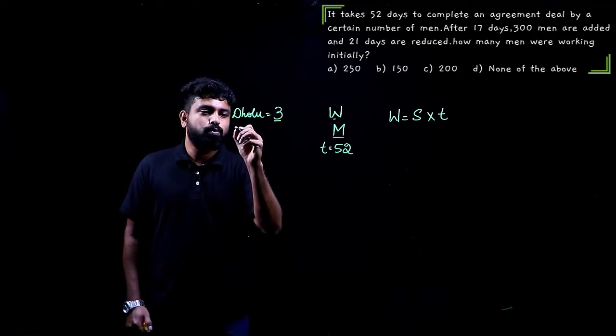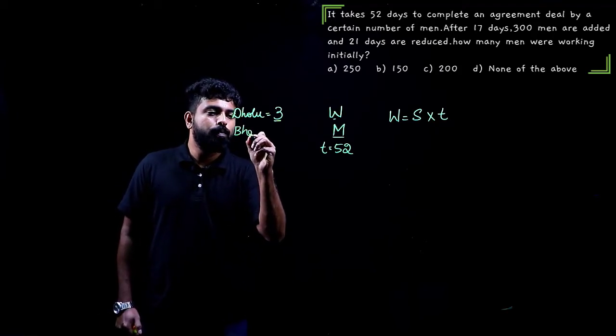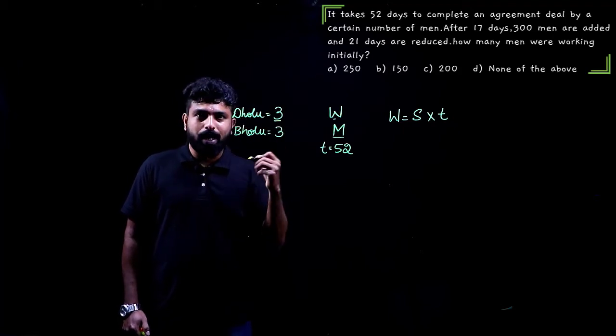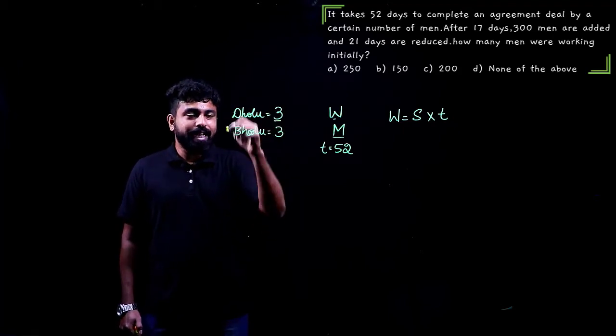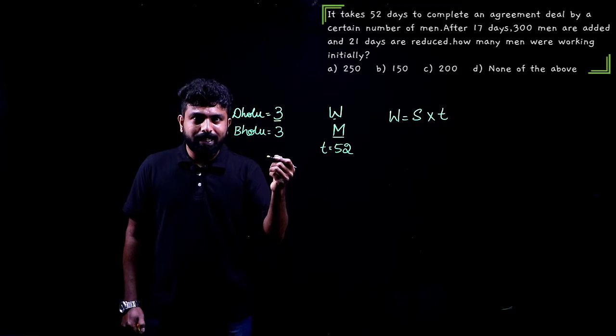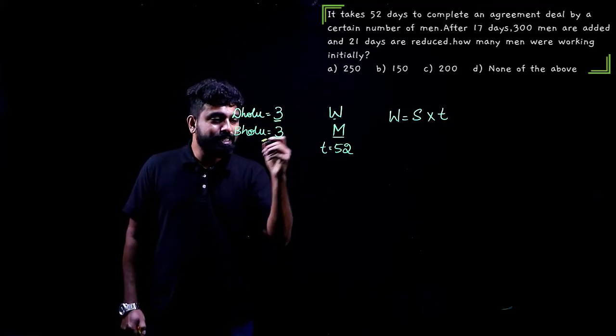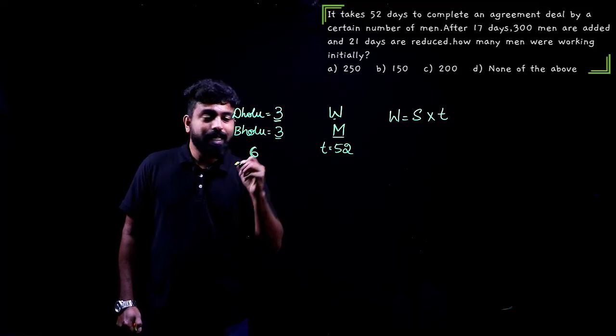Now let us say there is one more friend of his, which is Bolu. He can also eat 3 laddus in 1 hour. So now, if they start eating together, how many laddus can they eat together in 1 hour? They can eat a total of 6 laddus in 1 hour.